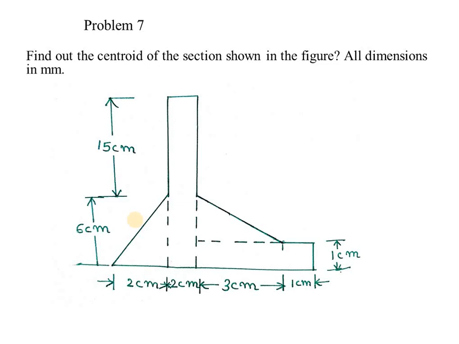Now let's see another problem. Don't get worried by seeing a complicated figure. This is also simple. The only difference is that we have got more number of sections here. So find out the centroid of the section shown in the figure. All dimensions are given in centimeters.